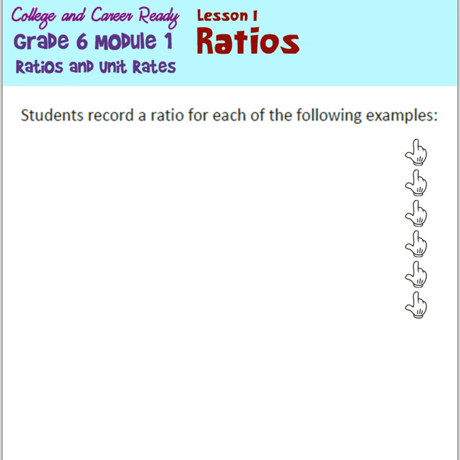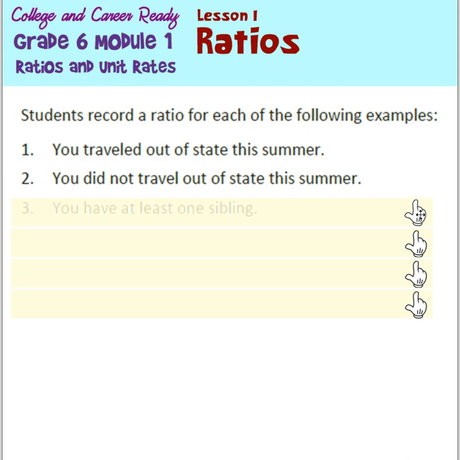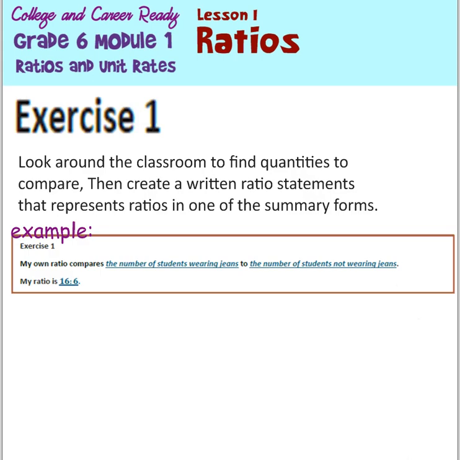And now in your module on the next page, it says to write down some ratios that your teacher gives you. These ratios also talk about the students in your class. How many of you traveled out of state this summer? How many of you did not travel out of state this summer? You make a ratio. How many of you have at least one sibling? You can't do that unless you're in class, so we'll do that together as a class. But right now, we'll move on.